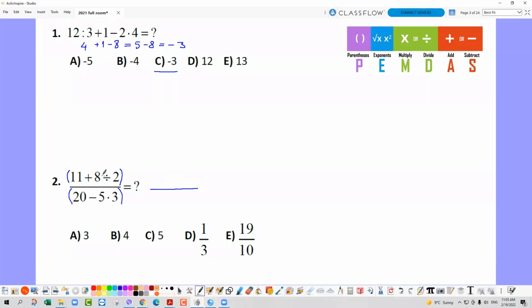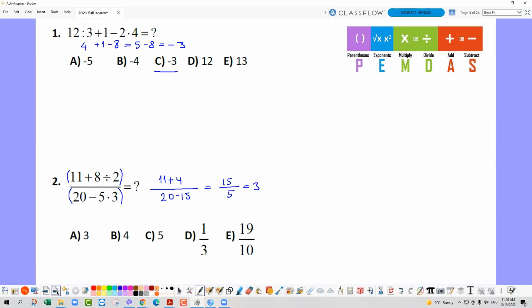So it's going to be equal to 11 plus, and division with respect to operation order, firstly division. So 11 plus 4, it's going to be. What about this one? 20 minus 5 times 3, this is equal to 20 minus 15. So that's equal to 11 plus 4, which is 15. And 20 minus 15 is equal to 5. So the answer is going to be 15 divided by 5, which is equal to 3.